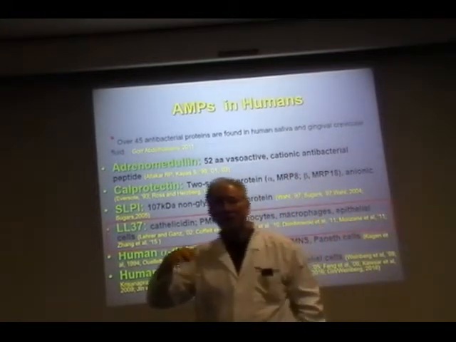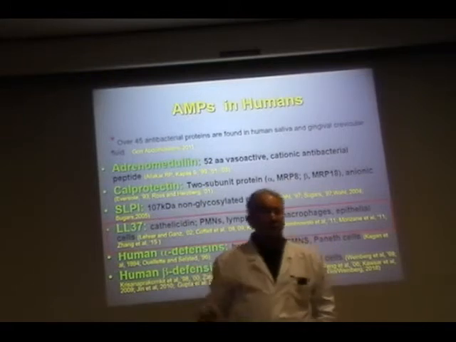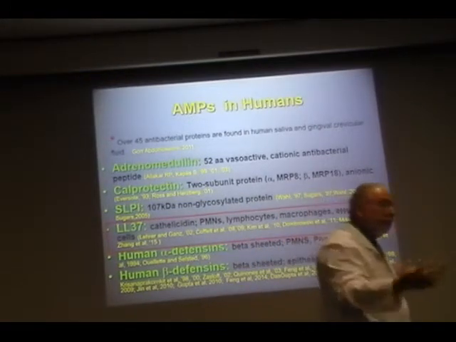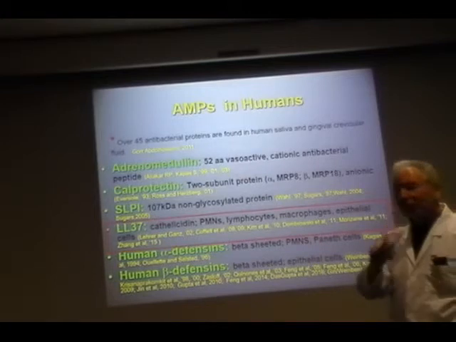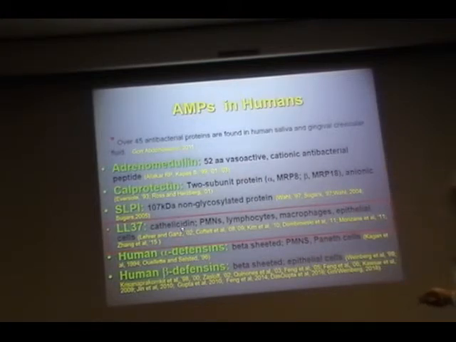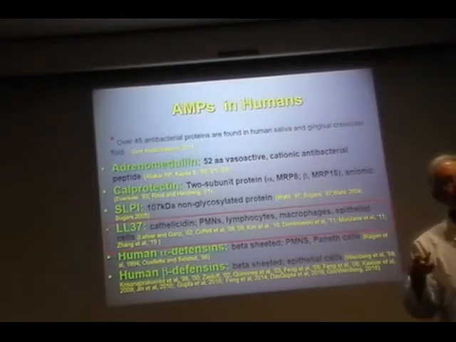These cathelicidin molecules are alpha helical. They're found in pigs, they're found in cows, and those animals have multiple different cathelicidins. We have only one, and it's this one. It's produced in the granules of PMNs, it's found in lymphocytes, it's found in macrophages, and it's found in epithelial cells. And we'll talk about this in regards to certain predispositions to periodontal disease.